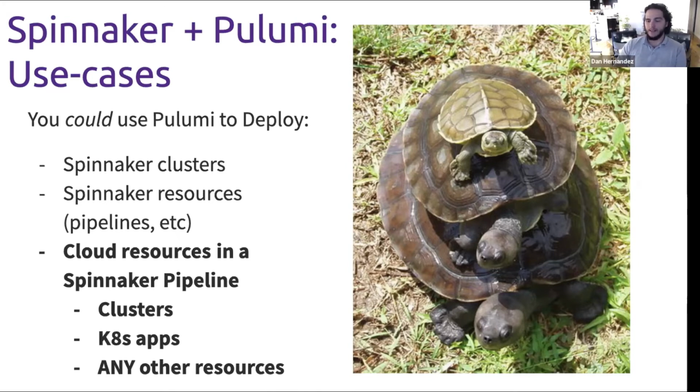And finally, and more specifically, where we started in the hackathon is deploying cloud resources in a Spinnaker pipeline using Pulumi. So think base infrastructure like Kubernetes clusters, to Kubernetes apps, to S3 buckets, and really any other cloud resources that are needed to build a modern cloud application.